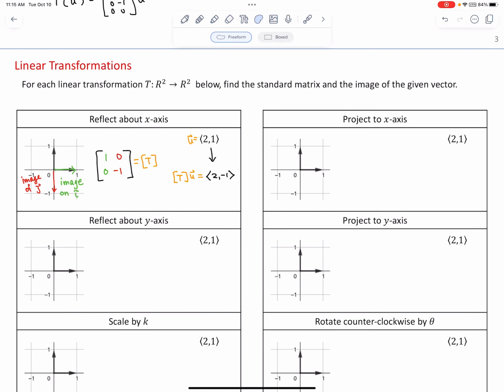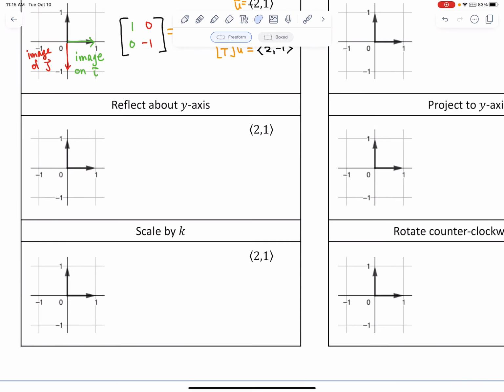So if ever you want to perform a transformation that reflects a two-dimensional point to the other side of the x-axis, you just have to multiply that vector by the standard matrix of the transformation. Or let's say you want to reflect a vector across the y-axis.